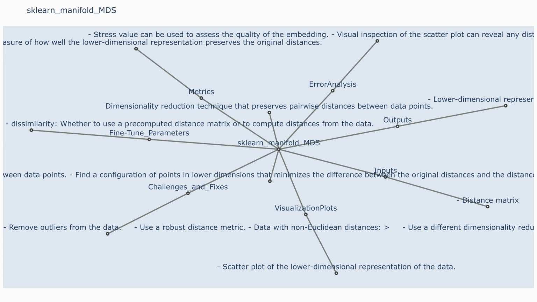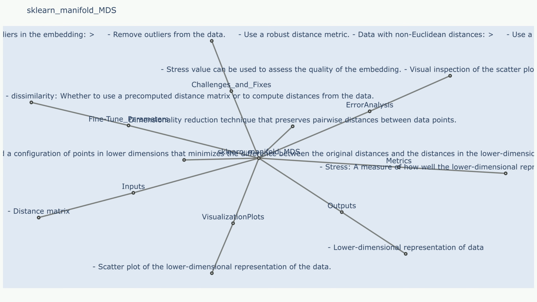sklearn.manifold.MDS. Description: explain in detail. MDS stands for multidimensional scaling. It is a dimensionality reduction technique that aims to find a low-dimensional representation of data while preserving the distances between data points as much as possible.